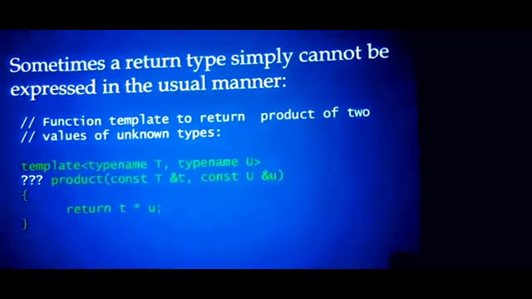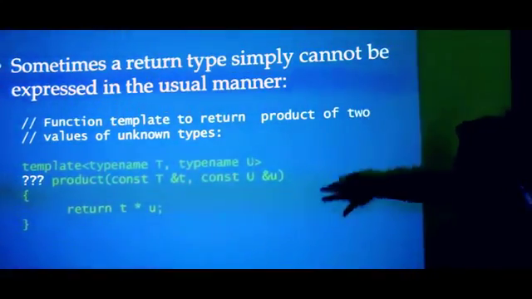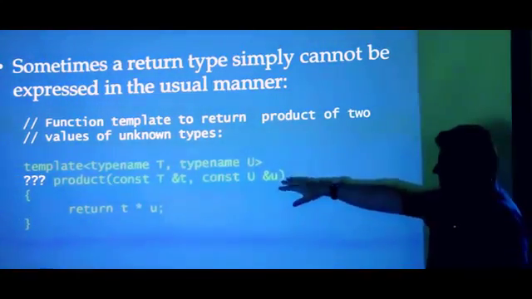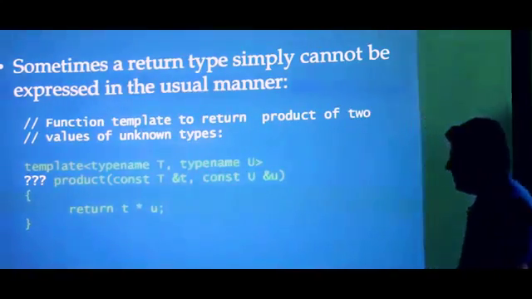New feature here. Sometimes a return type simply cannot be expressed in old C++. If you have a function template that takes two objects of type T and you multiply them, what's the type of the result?